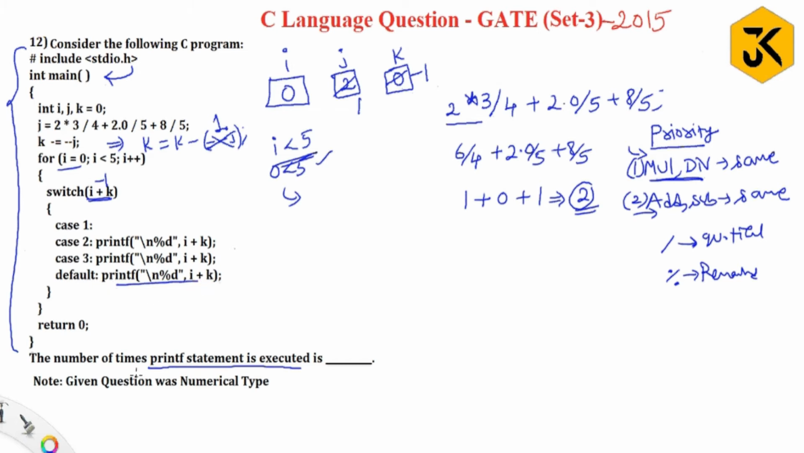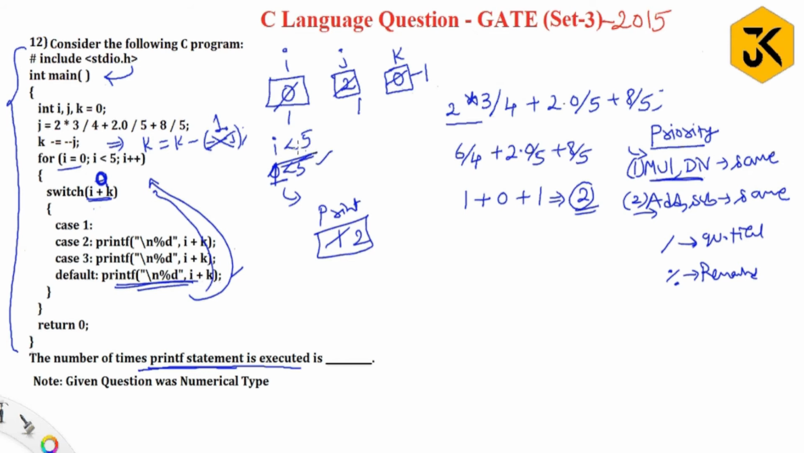Here they are asking for the number of times the printf statement is executed. So I need not work out what it is going to print. I am going to count, just make it as 1. So one time is printed. Now the cursor goes once again to the for loop. Now the i value will be incremented by 1. Is 1 less than 5? Yes. Control goes to the switch statement. The i value is 1, 1 plus k value minus 1 is 0. Does 0 match with any case? No. So the default statement is going to execute, so the print count is incremented by 1, that is 2.